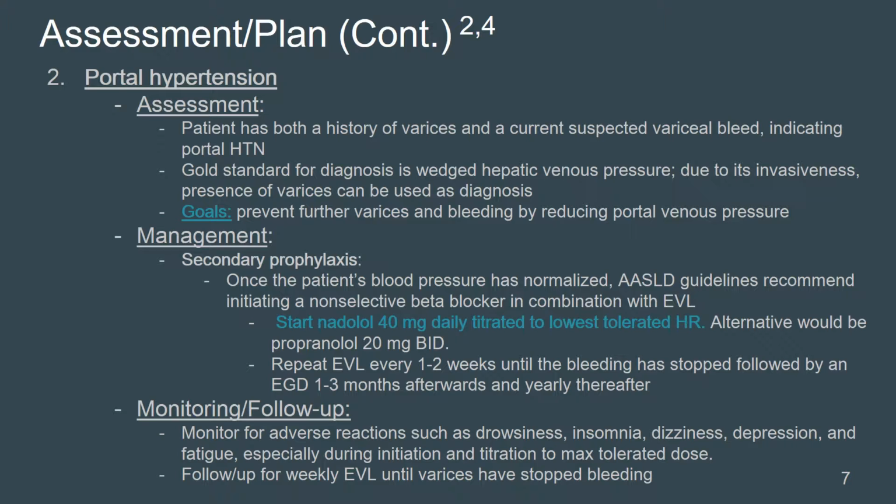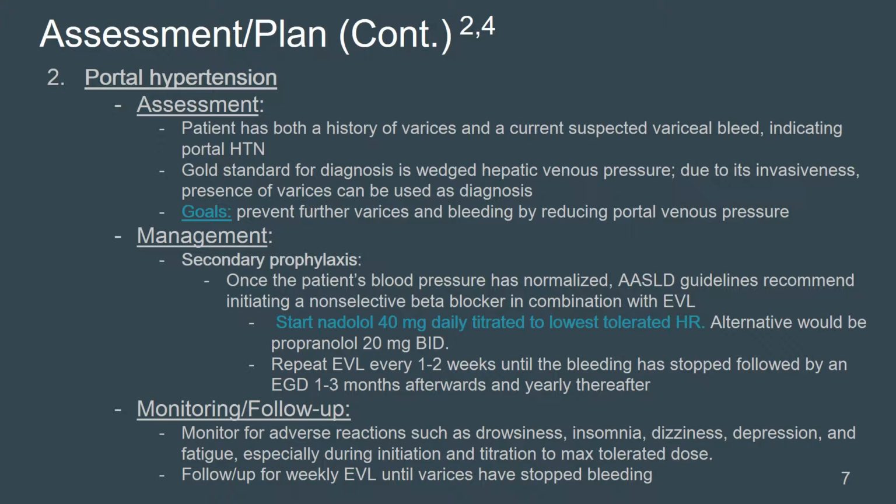But either is appropriate according to the guidelines, and they're both titrated to the lowest tolerated heart rate. You also want to repeat the EVL every 1 to 2 weeks until the bleeding has stopped, followed by an EGD 1 to 3 months afterwards, and then you'll do an EGD yearly after that.